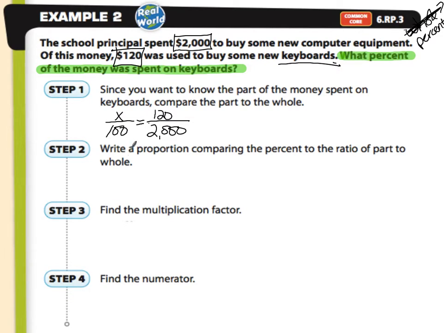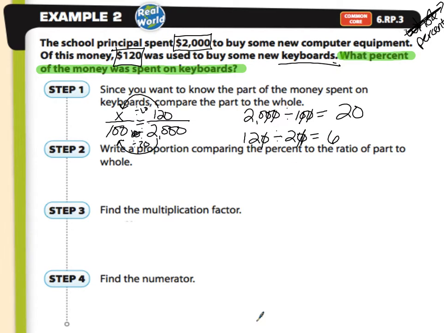So now what I can do is I can look and say, okay, how did I go from 2,000, so 2,000 divided by 100 equals 20. So I know that to answer this, I have to divide by 20. So in order to get this answer, I need to divide by 20. So I'm going to do 120 divided by 20. 12 divided by 2 is 6. Okay, and these zeros cancel each other out.